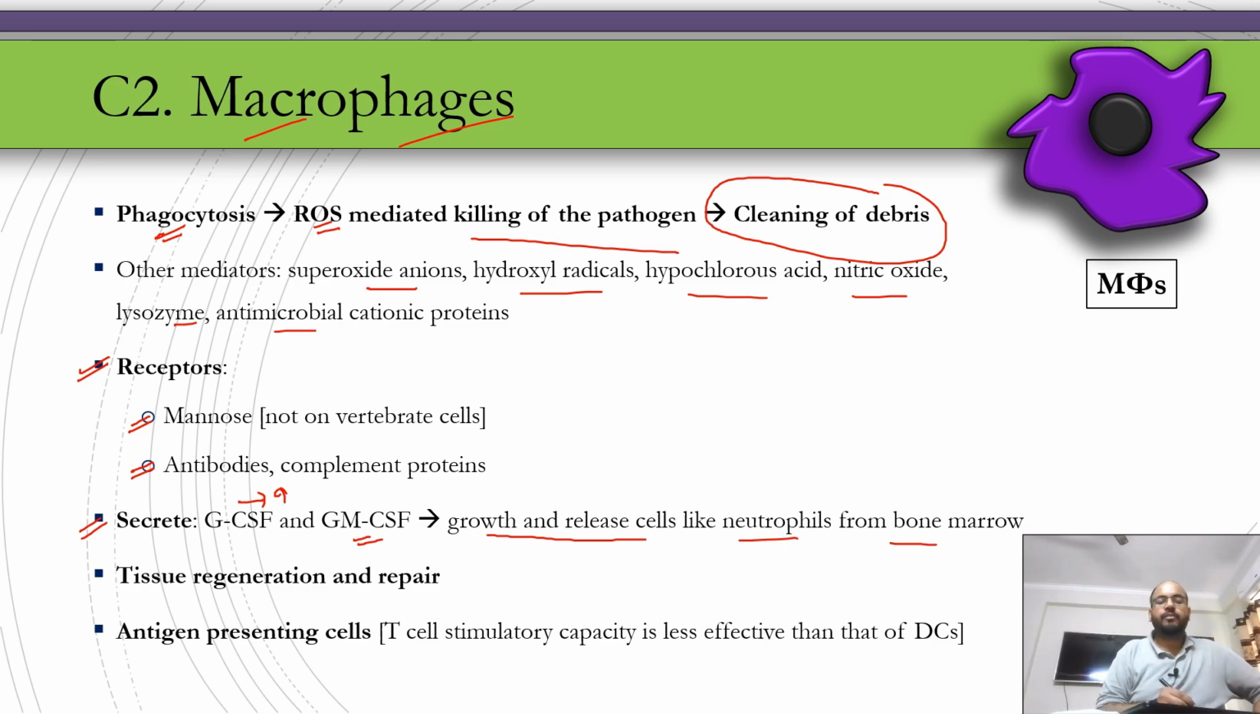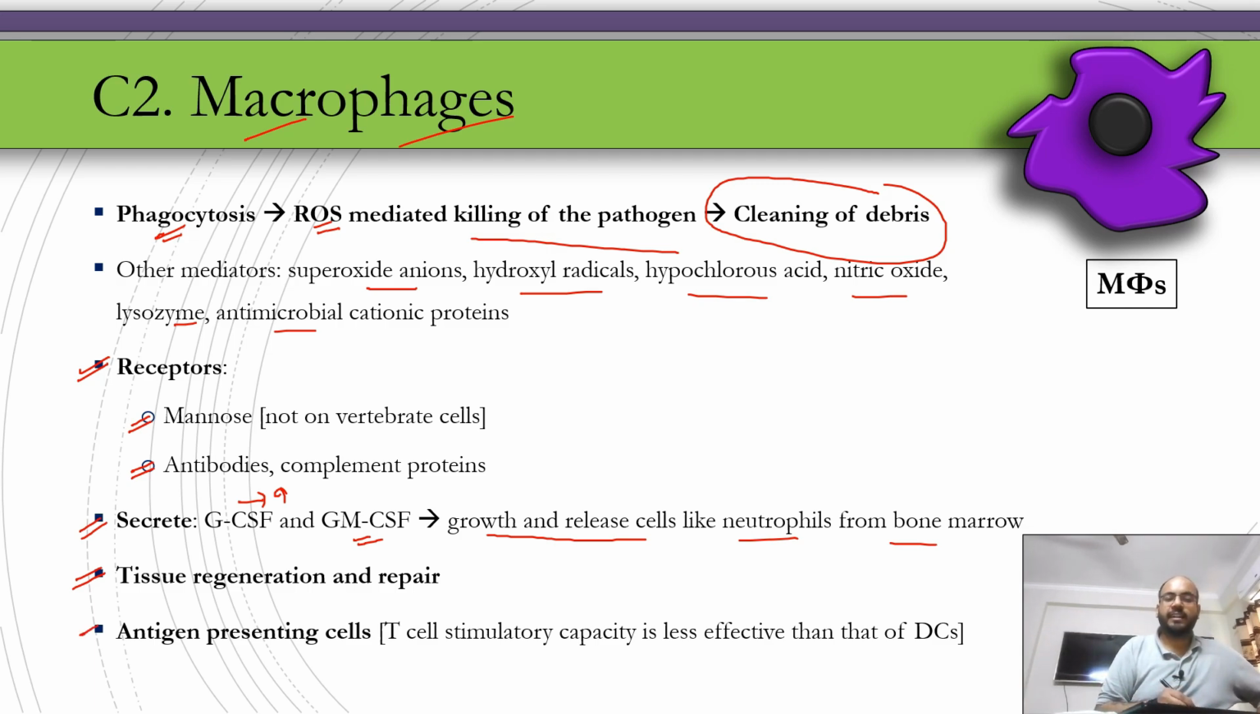Clear? Macrophages are responsible for tissue regeneration and repair. Let's take an example. If a wall has been destroyed and you need to construct it again, you first need to clear off all the broken bricks and everything. Macrophages are that cleaning crew. They will clean the area, and after cleaning, they will start to deposit new bricks. So macrophages are responsible for repair of the organ, tissue regeneration and repair.